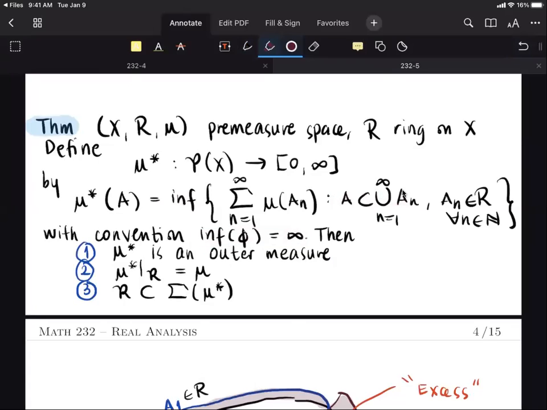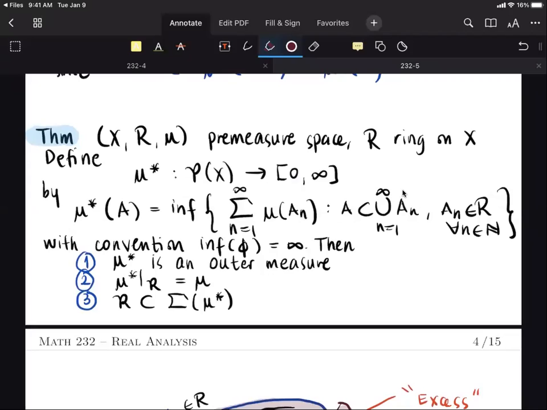So indeed, this mu star is an outer measure. If we take the restriction of this outer measure to the ring, then we get the original pre-measure mu. And all elements in the ring are measurable with respect to the outer measure mu star. So this theorem tells us how to construct an outer measure from a pre-measure. And according to the second and third properties, this outer measure is an extension of your pre-measure.